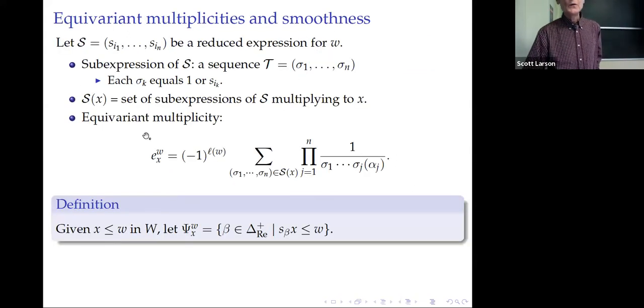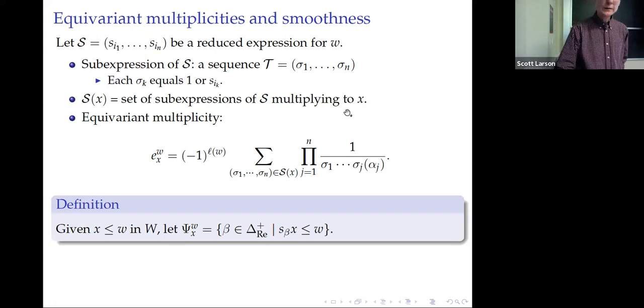Let's take a reduced expression for W. So this is a list: s_{i1}, s_{i2}, up to s_{in} are simple reflections which multiply to W, and it's the shortest possible list. That's called a reduced expression. A sub-expression is just a sequence where at each point I either take the reflection or I take the identity. In a sense, I throw out some. By taking the identity, I'm throwing this element out, since it's a sub-expression. And then S(X) will be the set of sub-expressions of this S multiplying to X.